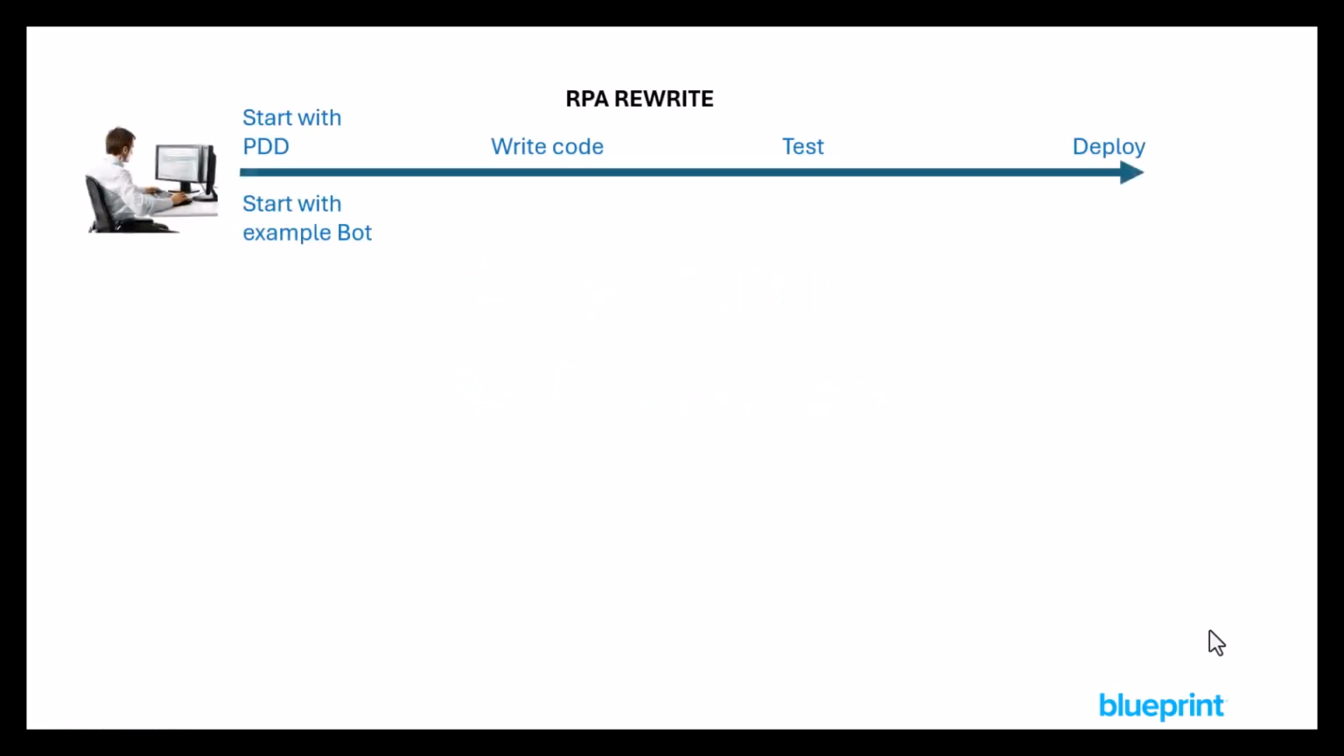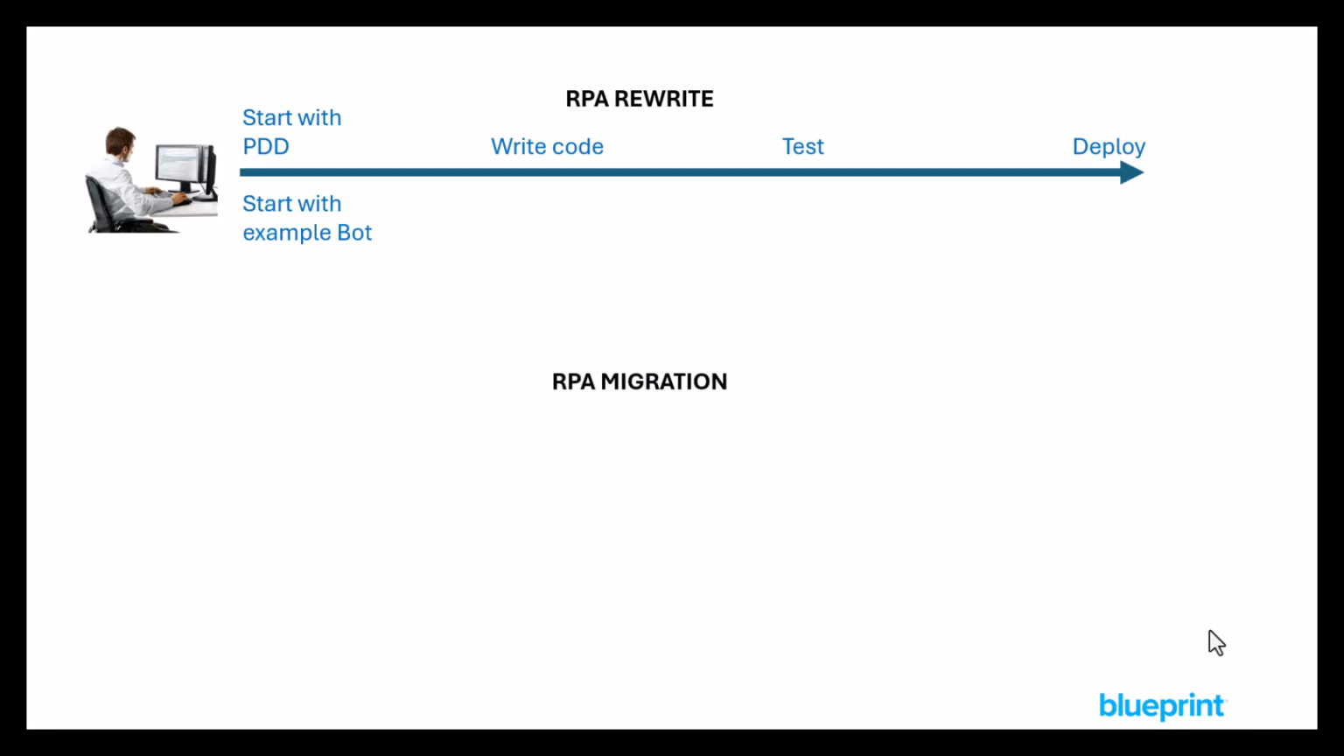Traditionally, when a company wanted to switch RPA vendors, they had to manually rewrite all of their automations. It's basically the same as when they were first written, except instead of working from a PDD, you're working from an example bot. But in both cases, you're writing all of the code.